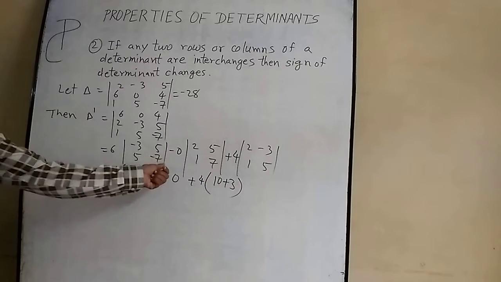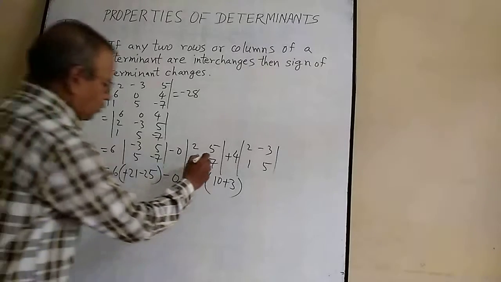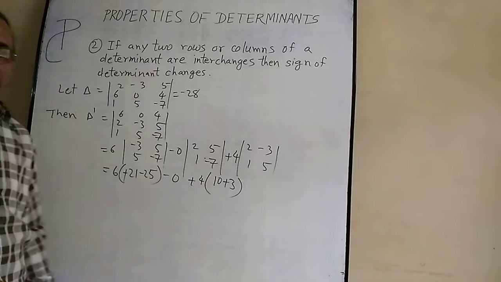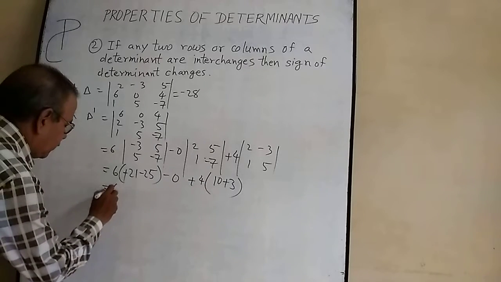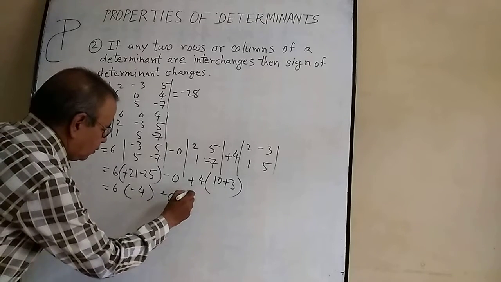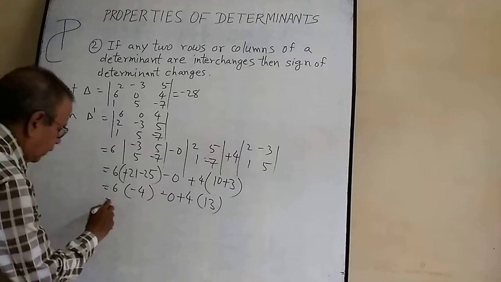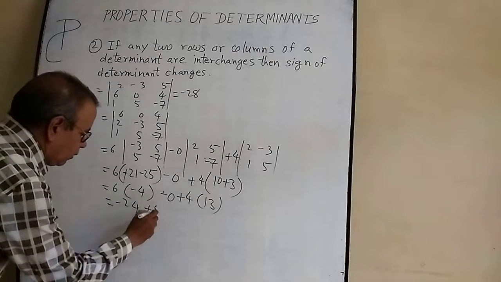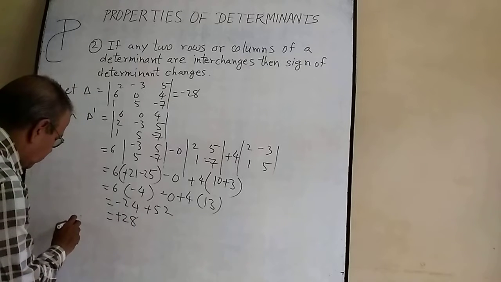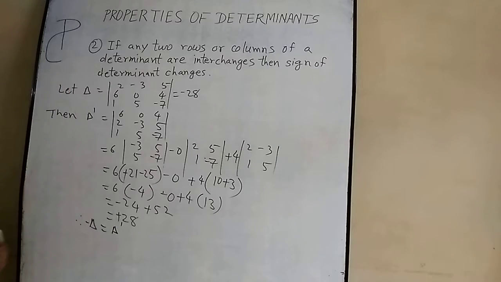Here, this minus 3 and minus 7 becomes 21, and this is minus, and that is 0, and this is 4 into 10 plus 3, and therefore it is again minus 4 minus 0 plus 4 into 13, and therefore minus 24 plus 52 is equal to plus 28. Therefore, minus delta is equal to delta dash.